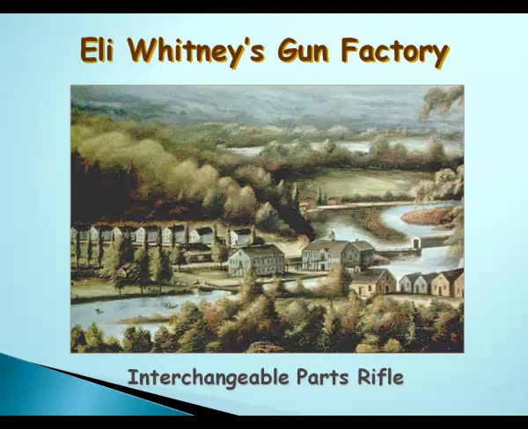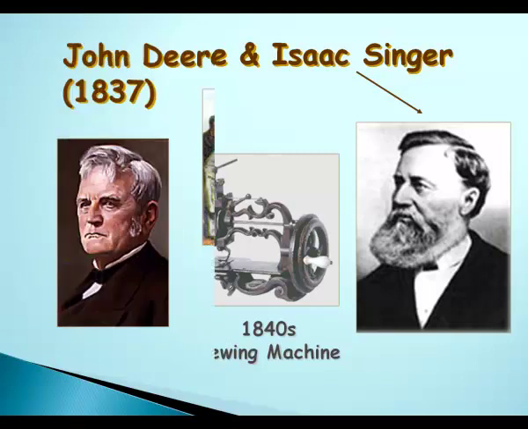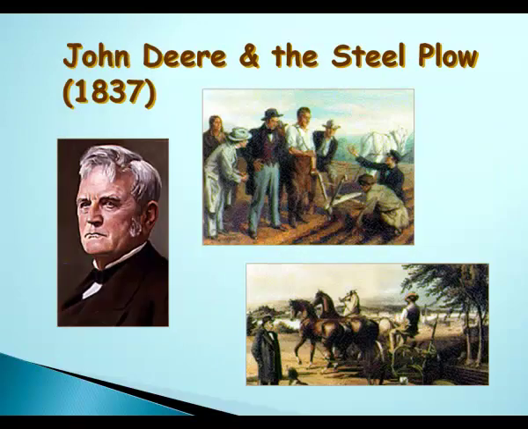It would spread to other types of machinery. And then, of course, we've got Elias Howe and Isaac Singer, who invented the sewing machine. And I personally have a Singer sewing machine, although it doesn't look like that. John Deere and the steel plow, which made plowing so much easier. You didn't have the wooden plow. You had a horse with it, and that steel plow could just go right through that dirt like it was butter.